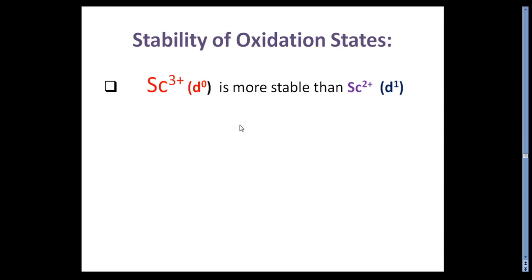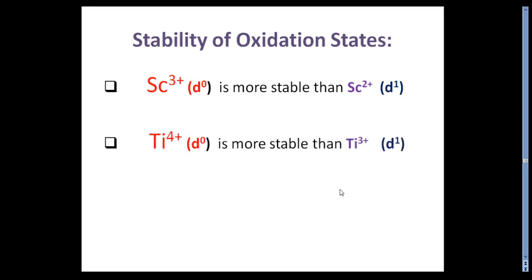We all know that, and that is the reason scandium in its +3 state, having the D0 electronic configuration, is more stable than scandium having the D1 electronic configuration. In titanium, the D0 electronic configuration is more stable compared to the D1 electronic configuration. That is, titanium 4 plus is more stable as compared to titanium 3 plus.